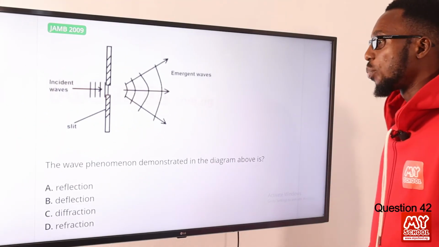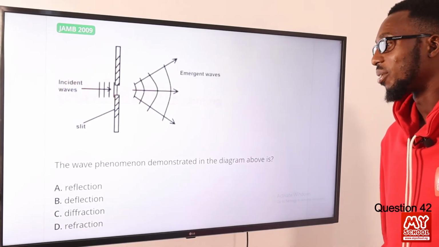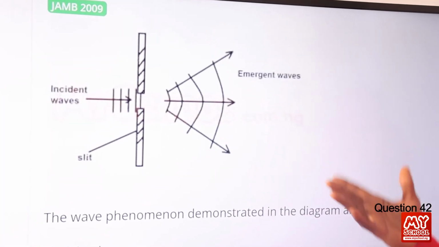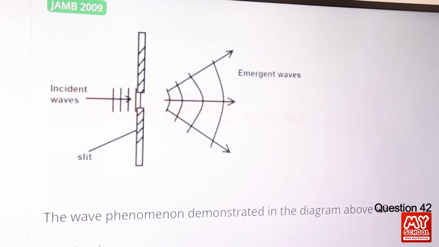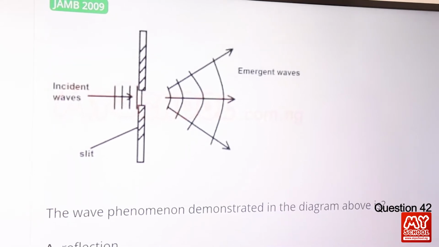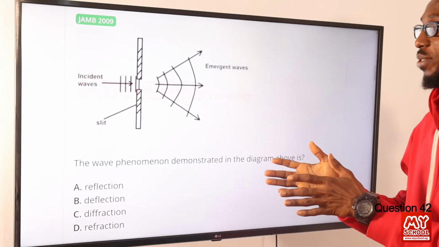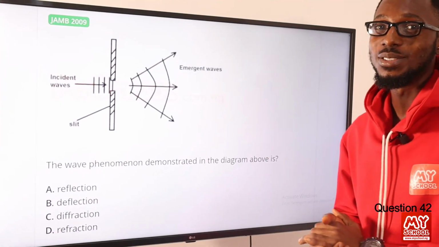42. The wave phenomenon demonstrated in the diagram above is what? Okay, so that is diffraction, the ability of a wave to bend around obstacles or corners. Generally, the properties of waves include reflection, refraction, diffraction, polarization, and interference. That's just additional information. So the correct option is option C. The phenomenon we are seeing here is diffraction. So option C is correct.